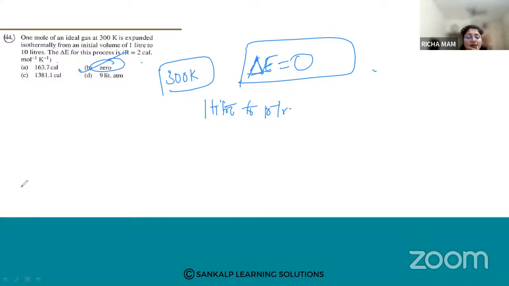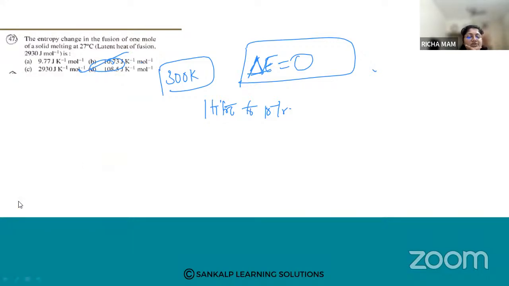What happens in an isothermal process? The temperature is kept constant. Next question: the entropy change in the fusion of 1 mole of a solid melting at 27 degrees Celsius, latent heat of fusion 2930 joules per mole, is. So you have to find the entropy change when you are fusing 1 mole of solid which is melting at 27 degrees Celsius.